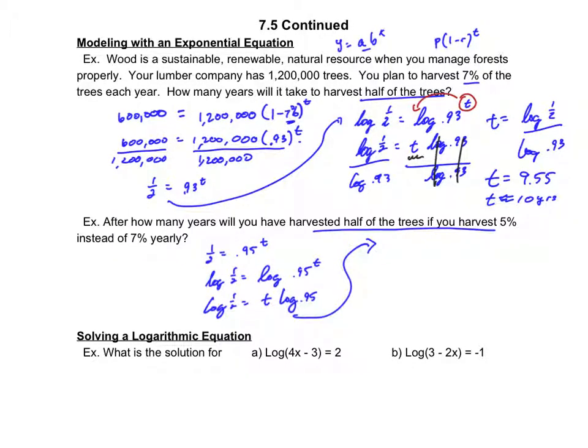And what did I do there? Real quick, I started off with, again, 600,000 divided by the total number of trees, which gives me that 1/2. And I did the rate value here: 100% minus 5% gave me 0.95 instead of our 0.93. So this t, just showing you what things I did there.